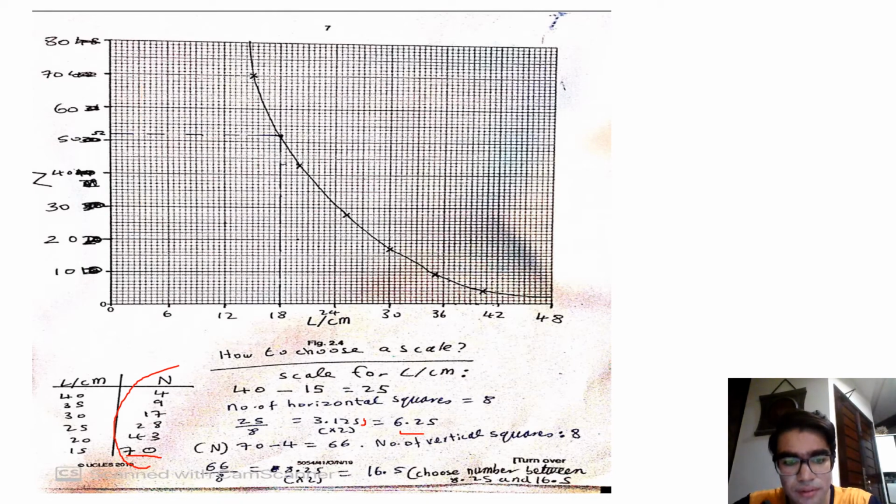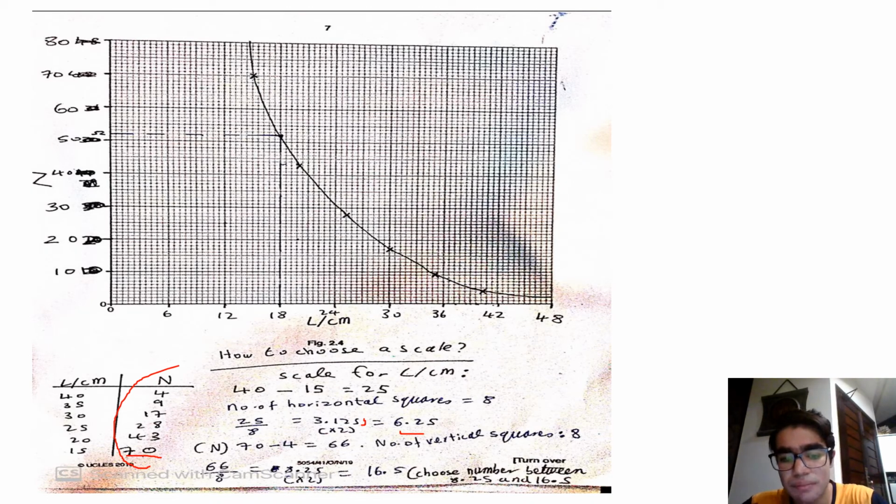Fantastic. So 70 minus 4 is 66. You divide 66 by 8, which is 8.25. I've written it here, sorry for my messy handwriting, but 8.25. Then you multiply it by 2. It becomes 16.5.